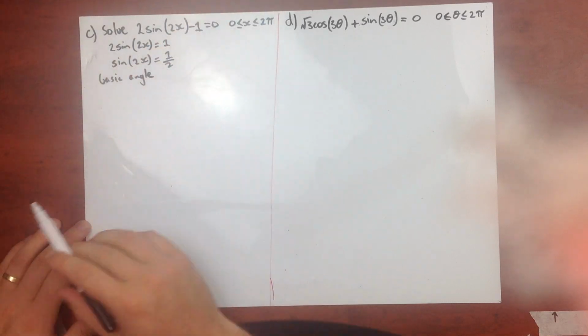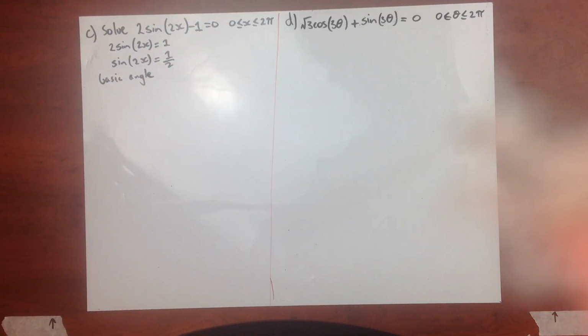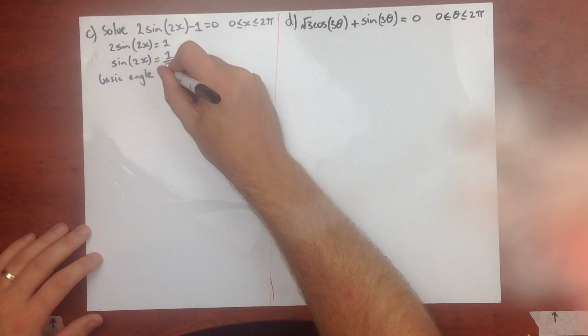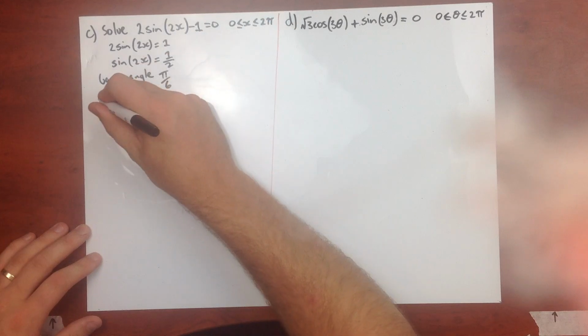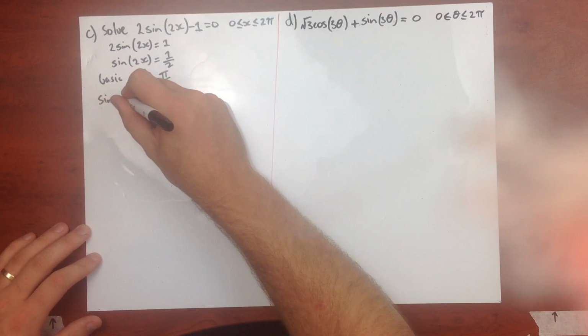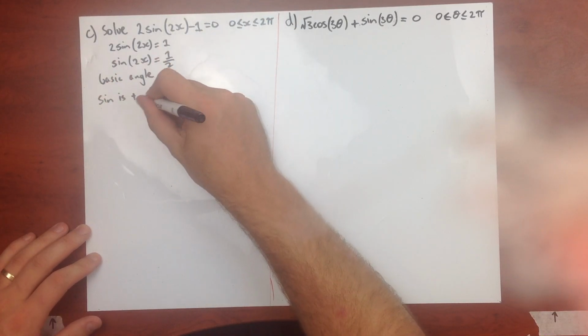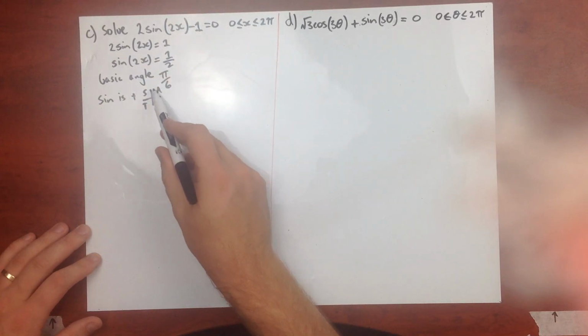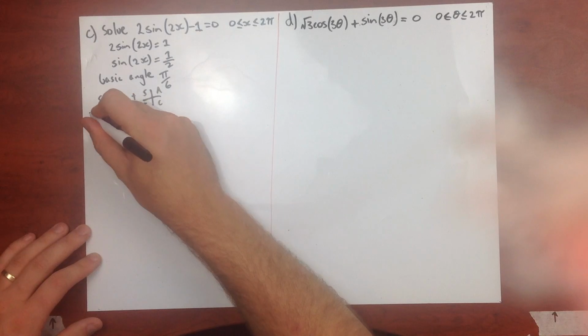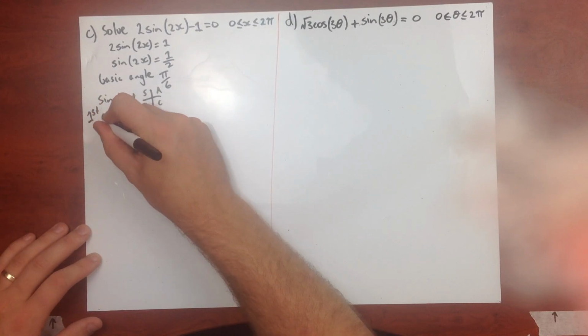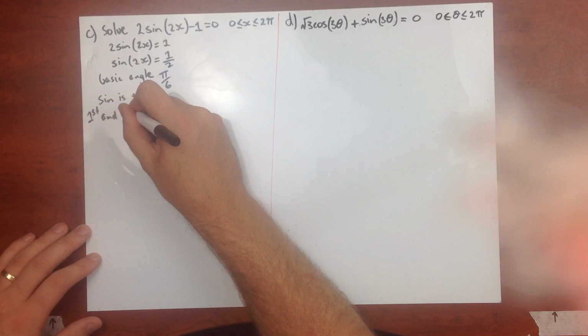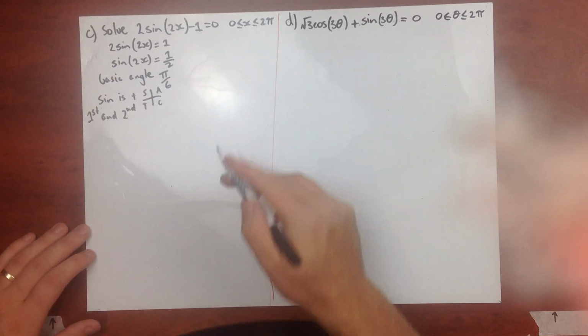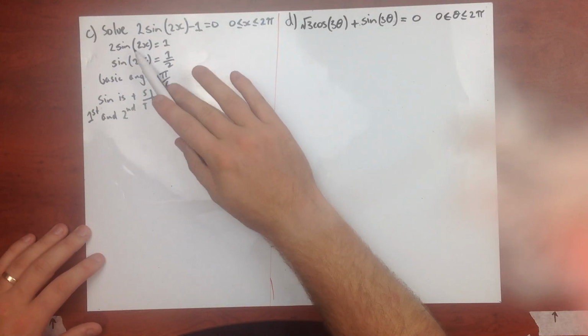Basic angle, when is sine equal to a half? Okay, it's going to be pi on 6. And sine is positive. We have a little unit circle cast in the first and second quadrants. But we've got to take care of these two here.